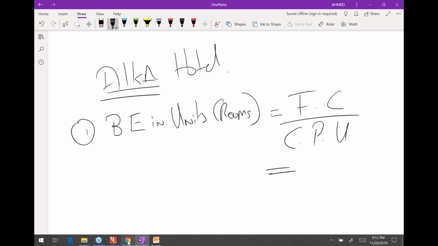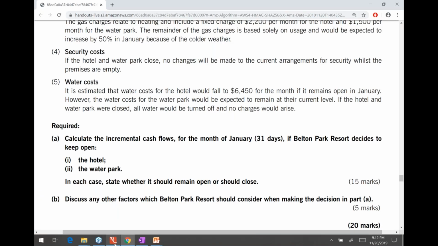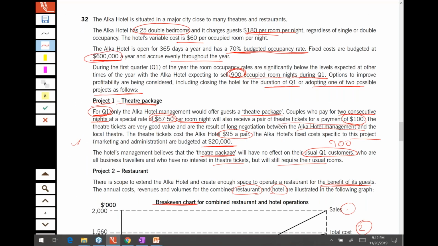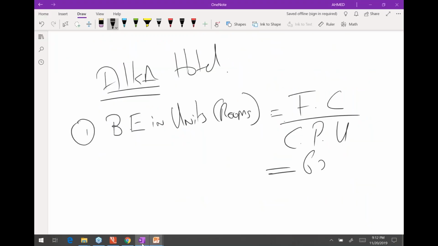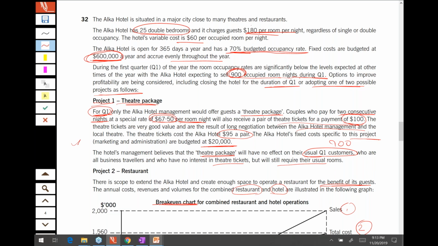Okay, so let's move towards the workings. Fixed cost is 600,000 for the year. 600,000 divided by contribution per unit. So 180 is the selling price and 60 is the variable cost. So 180 minus 60 will give you 120 as your contribution per unit.